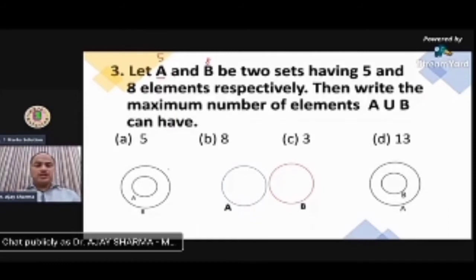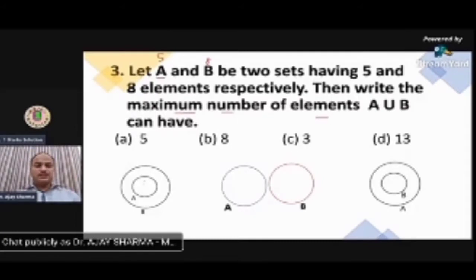So here three possibilities are there. The first possibility: set A can lie inside set B. Second, set A and B can lie separately, which means they can be disjoint. And the third possibility is that set B lies inside set A. So these three possibilities are there, and here we have to find the possibility where we can have the maximum number of elements. This is the required possibility.